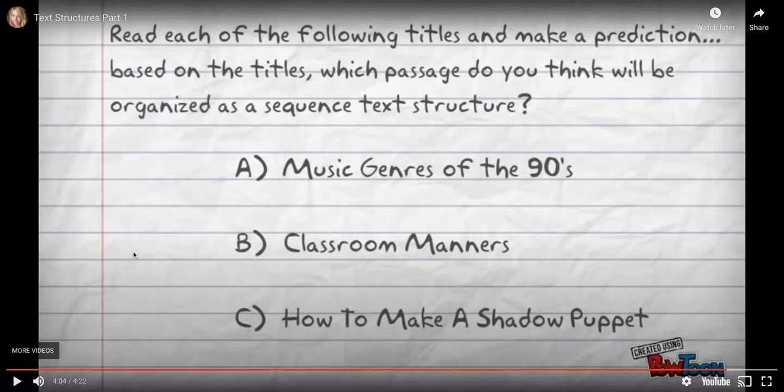So in this instance, if we were going to make a prediction based on what we know about sequence, which of these three topics would lend itself to the text structure of sequence? Yes, it would be B, classroom manners.